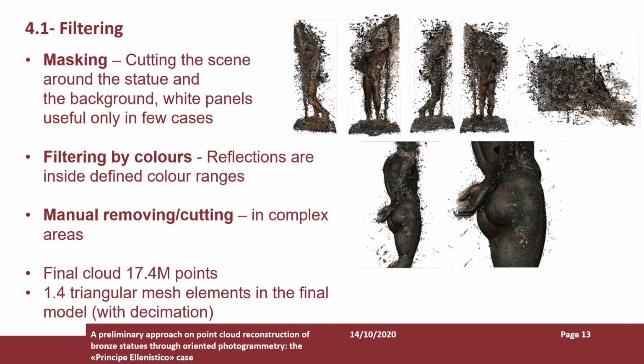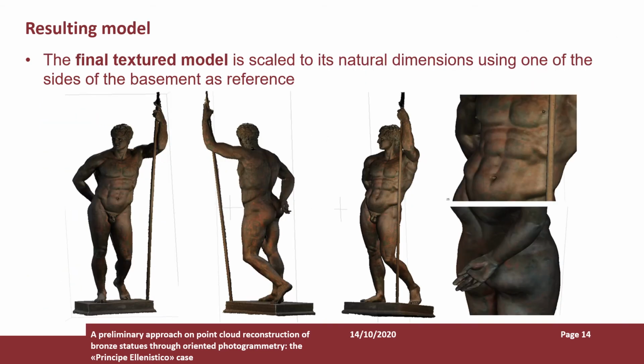The third and the last filtering operation has been manual removing in complex areas. And at the end we obtain a cloud, as reported in the lower pictures, of about 17 million points that generated a triangular mesh of 1.4 million elements for the final model, obtained after an operation of decimation. Here you can see the final meshed and textured model.